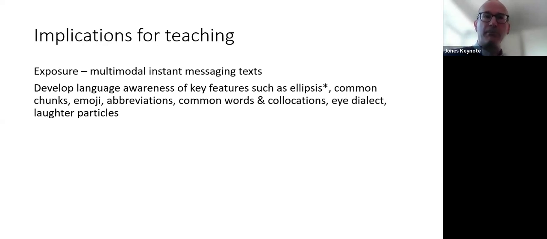Then I think it's important to develop language awareness of key features such as ellipsis, common chunks, emoji, abbreviations, common words and collocations, use of dialect such as "soke", and of course laughter particles such as ha ha ha ha ha. It doesn't mean, of course, that students need to learn all of these things all at once. It doesn't mean that we have to teach students to use emoji, because emoji are a choice. Not everybody uses them. Which ones we choose to use are an individual thing. But I'm talking about developing their awareness of them. For example, looking at them in text, finding them, underlining them, discussing what they mean, discussing how they function.